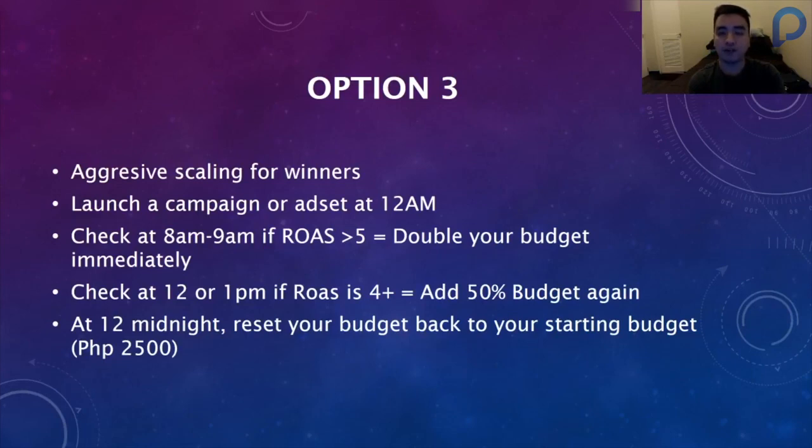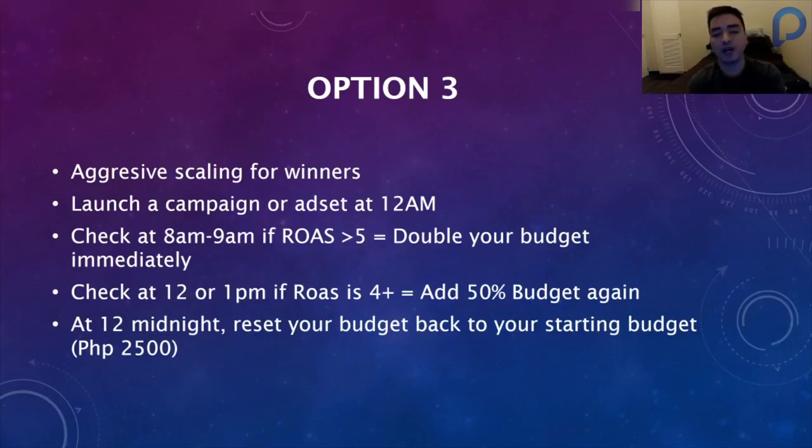Kasi if you adjust the budget at night, for example, 6 p.m., and you double your budget, what happens is yung, kunyari, 2,000, ginawa mo 4,000, yung 2,000 na yung pipilitin niya pa rin spend sa gabi, diba? And then, at 12 midnight, you reset your budget back to your starting budget. For example, nag-start ka ng 500, you reset back to 500. Okay?